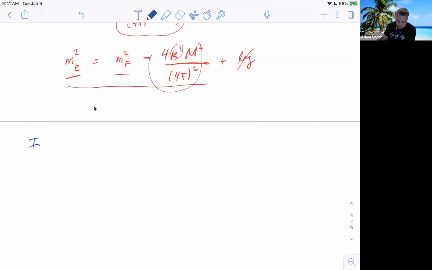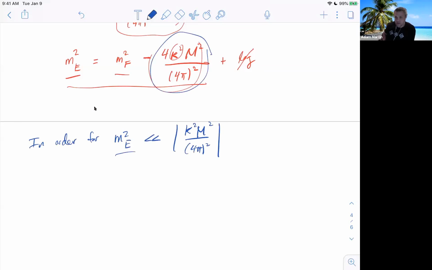So in order for m squared E to be much, much less than, yes, okay, good. We're all on the same page. In order for this effective theory mass to be much, much less than this matching contribution, this is where we have to have some cancellation or tuning. This is the correct statement of the hierarchy problem.